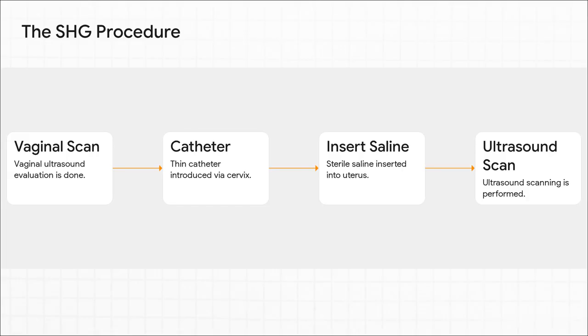Because the uterus is now filled with that clear saline solution, the walls and the cavity are perfectly outlined on the monitor. It essentially just puffs up the space a tiny bit, just enough so the doctor can visualize any of those polyps, fibroids, or scar tissue we talked about a minute ago.